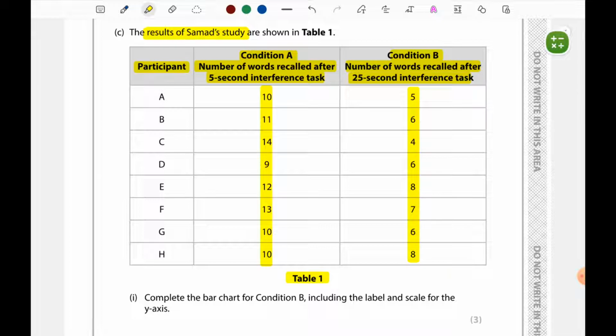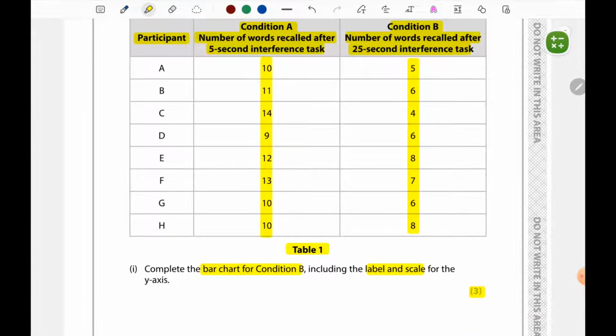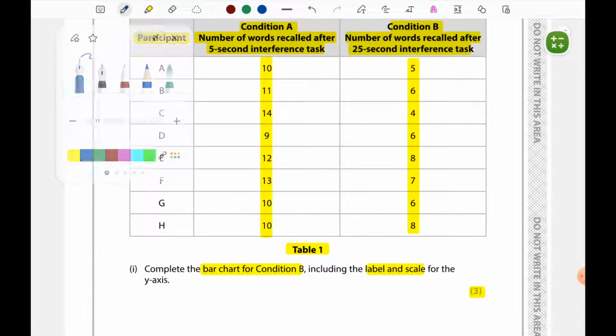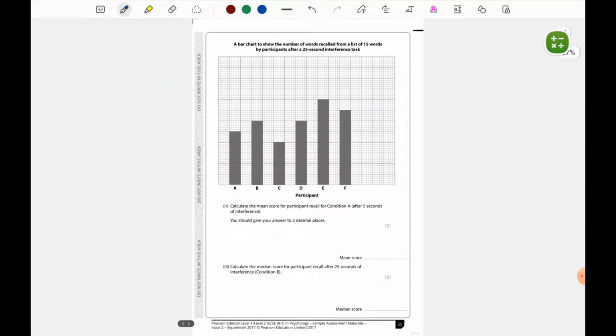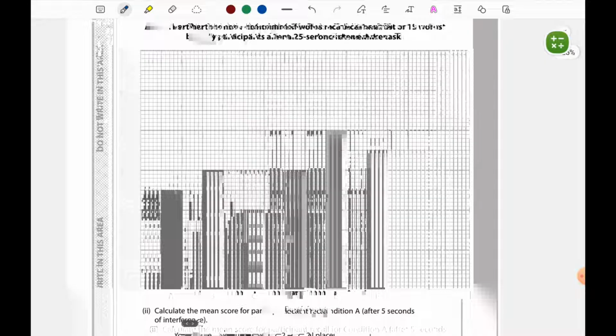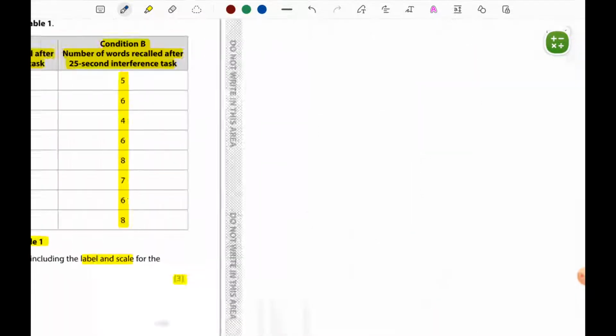So part 1 within 1C is asking us to complete the bar chart for condition B, including the label and the scale for x-axis. So for y-axis, most important thing is to read very carefully, because what they have done is they have given us an incomplete bar graph. Now, exactly what do they want us to complete over here? We should have full clarity before we start drawing anything over here.